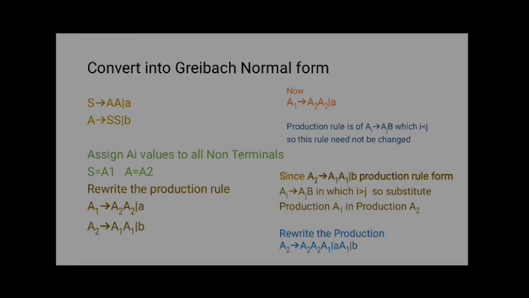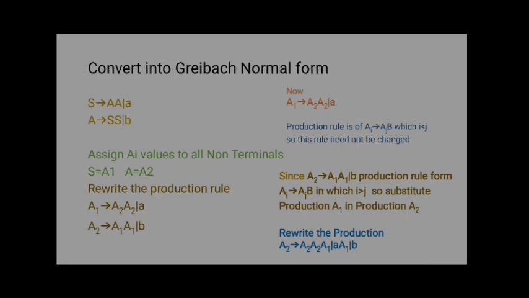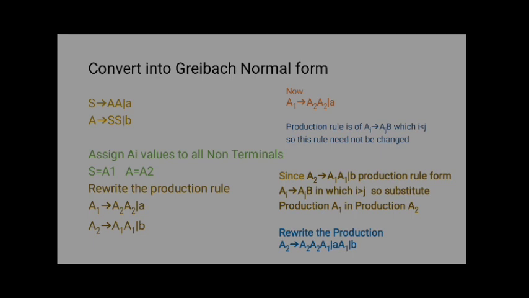When you now check the second production, it is not falling under the category. So the i value is actually greater than the j value, isn't it? So A2 tends to A1. So the i value 2 is greater than the j value 1. So we have to convert that. So what to do for converting? Substitute the value of A1 into A2.